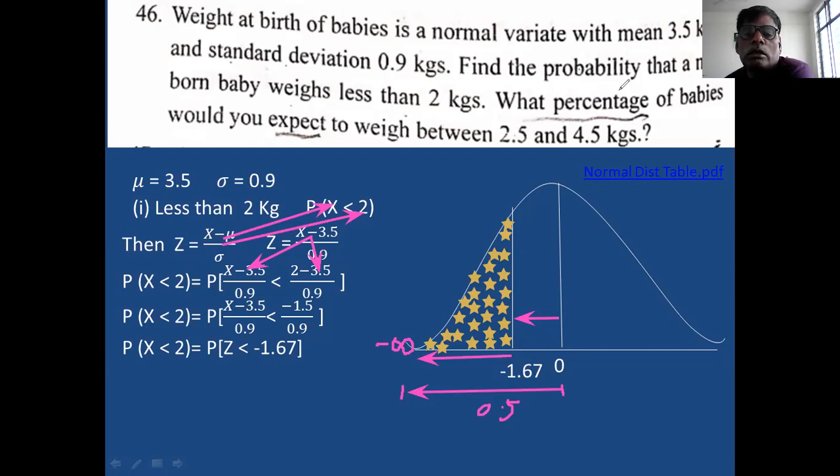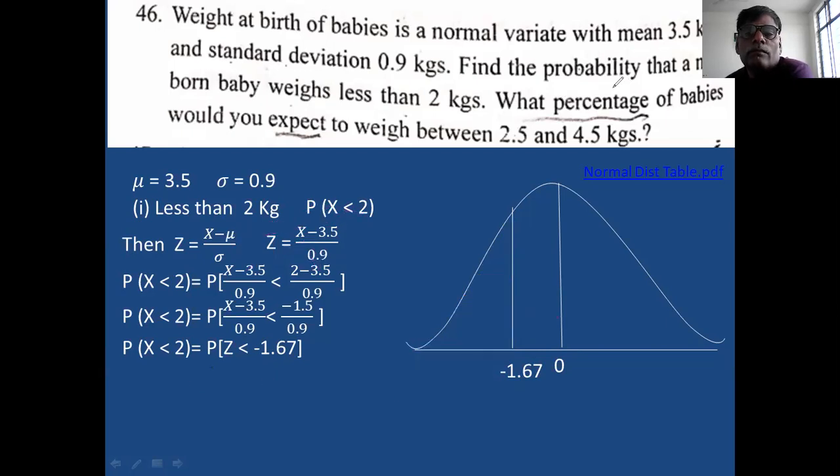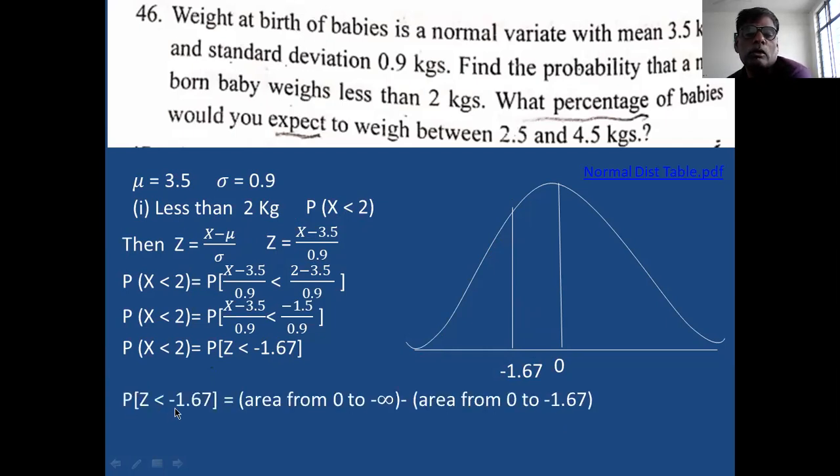So your solution is, you see here, the probability of Z smaller than minus 1.67 is equal to the area from 0 to minus infinity. Out of this, you deduct the area from 0 to minus 1.67. 0.5 is the area from 0 to minus infinity. This is known to you people.